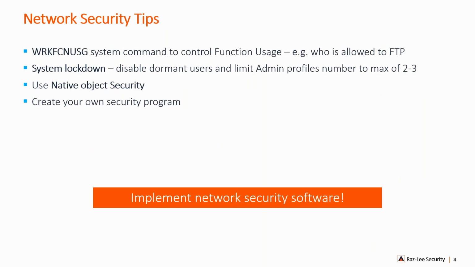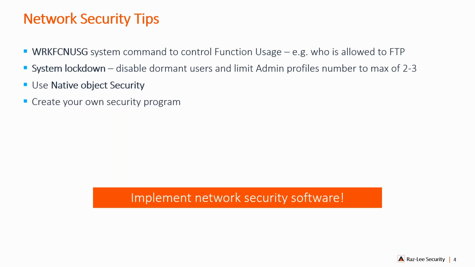So the first tip for today in network security is going to be, please refer to the work function usage command that comes from the system. This command allows you to control function usage on the system. Like, for example, in our demo today, we used the command for FTP on the system. This command would allow you to specify which users are allowed to use FTP.